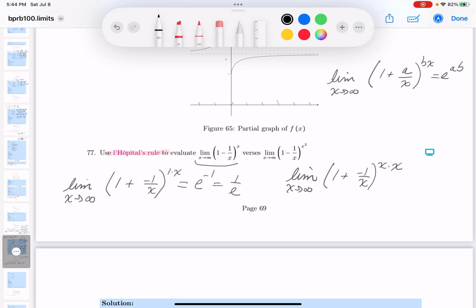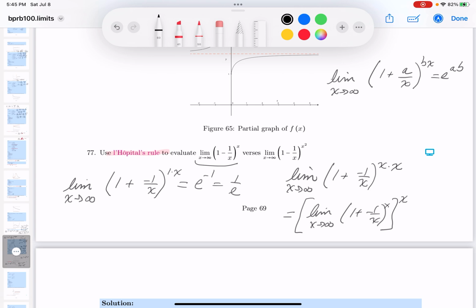All right, and what I'm going to do over here is rewrite it a tiny bit differently. I want to see what I'm seeing over here. And what do you get there? You get the limit as x goes to infinity of 1 plus minus 1 over x, and I'm going to raise it to the x now, to the inside. Kind of strange looking, isn't it?